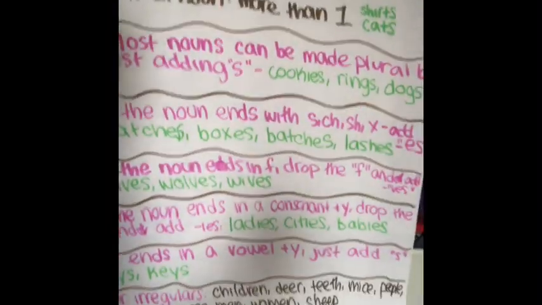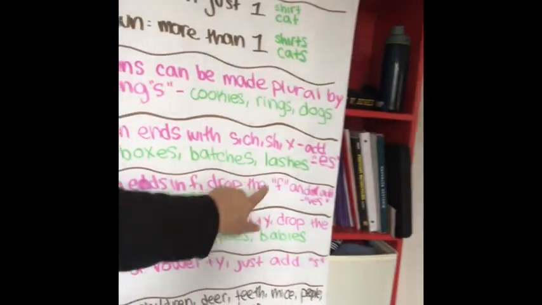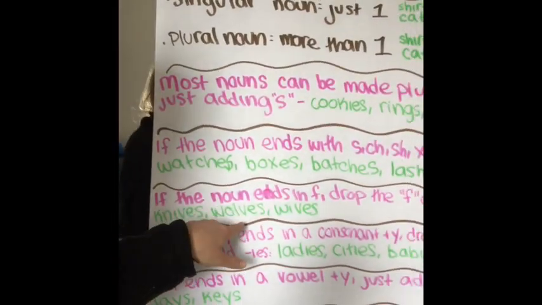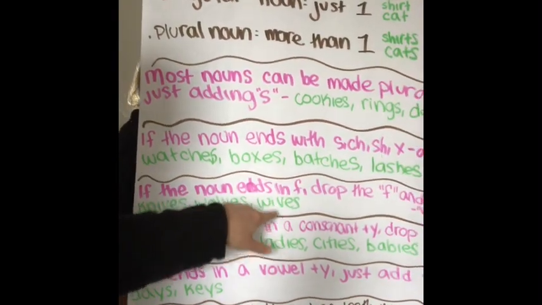All right. Now, it gets a little bit trickier, but there's a bunch of fun songs to help you remember. Now, if the noun ends in f, you drop the f and add ves, like knives, wolves, and wives. Now, I want you to think about how that would sound if you didn't drop the f and add ves. Right, so you can do a little dance. Drop the f and add ves.